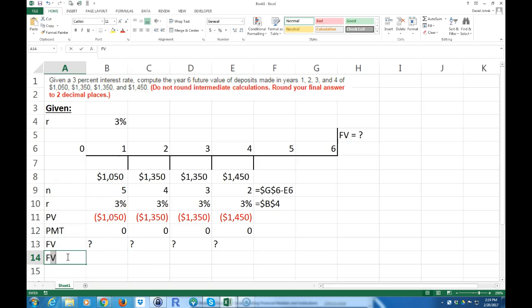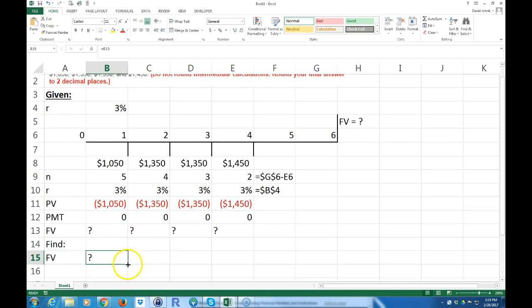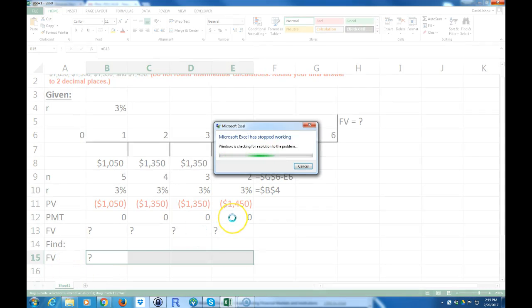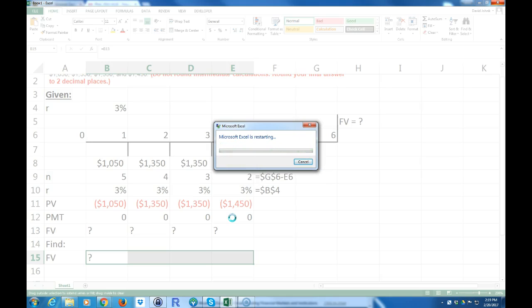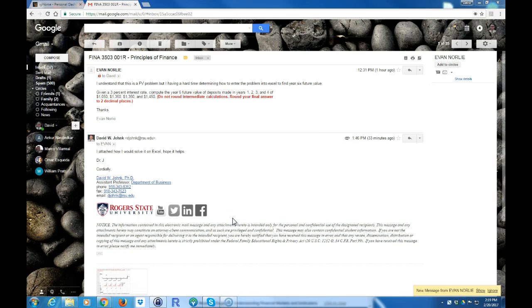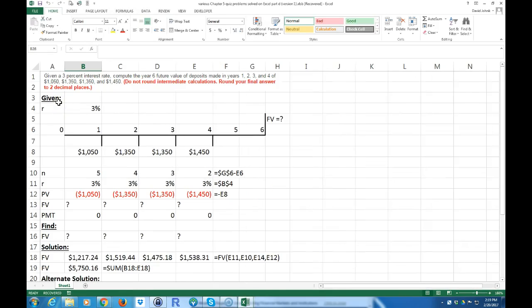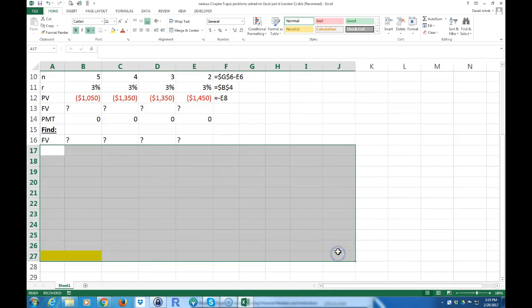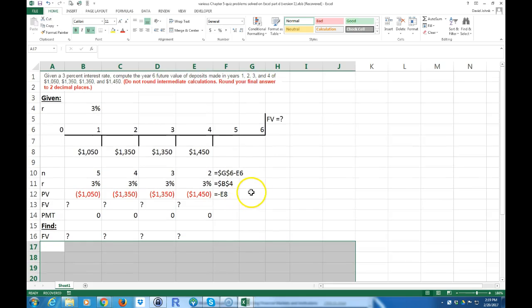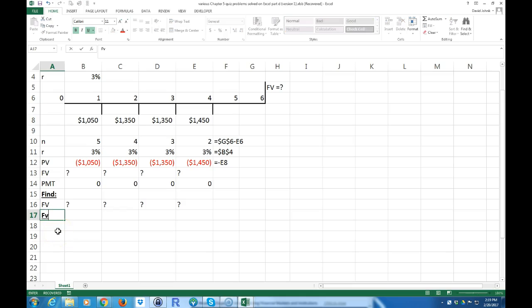Okay, so that's what we're given. So we want to find the future value for each one of these. All right. And then, oops, what happened there? Hopefully it'll restart. Okay, I'm just going to erase this. This is like an old one I did. All right, for some reason it died on me. But this is pretty much where we're left. Okay, and then we also want to find the future value of all of them together. So we want to sum them.